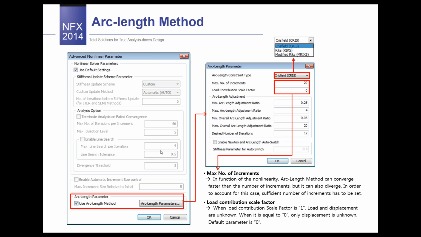And in MIDAS NFX, this arc-length method can be set up from dialog boxes which are presented. I will show you these dialog boxes in the next example. And we have three methods which are related to the arc-length method. I'm talking about the Crisfield constraint types, Riks, and modified Riks.